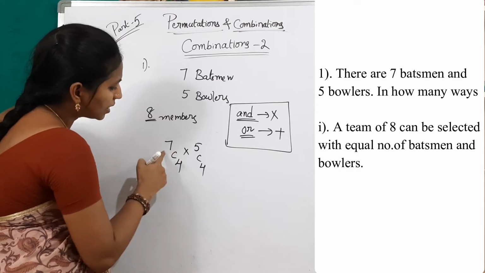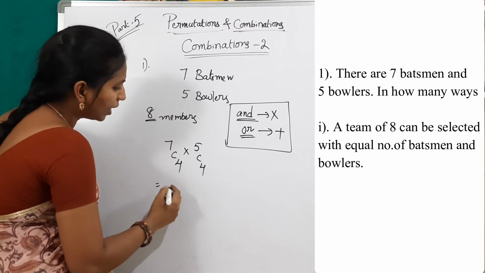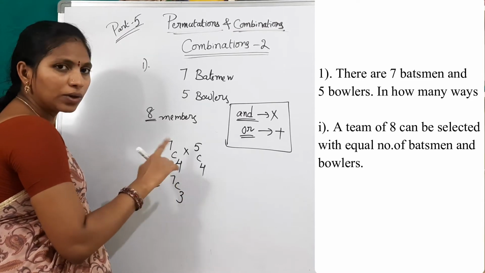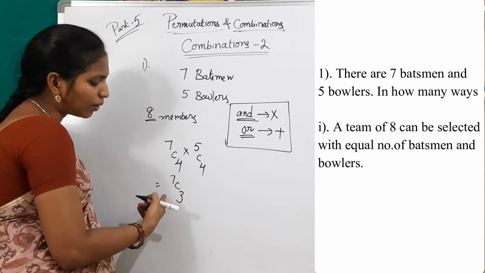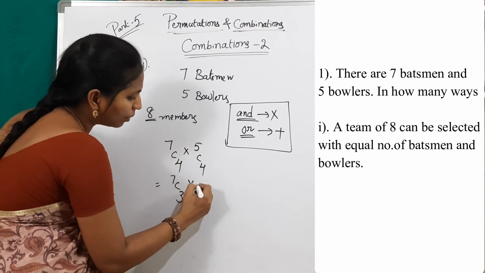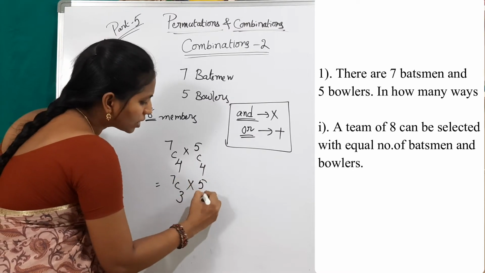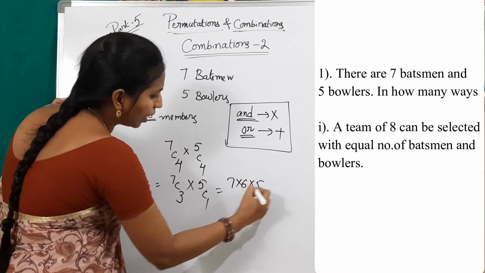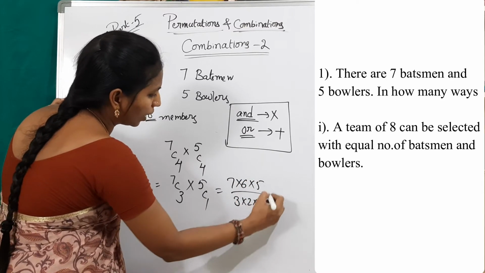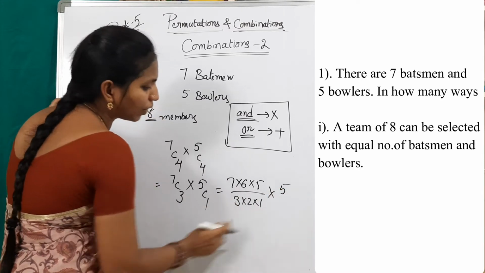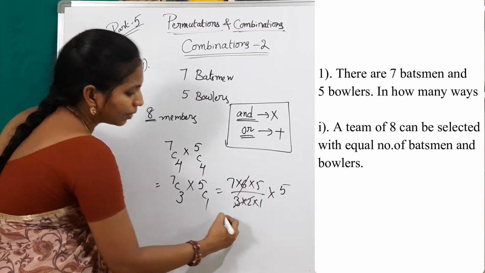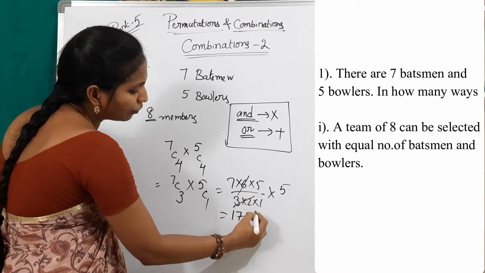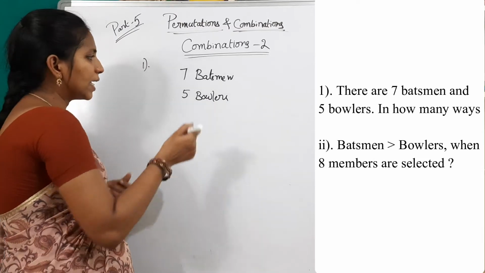What is the result? 7C4 we can write as 7C3, since nCr equals nC(n minus r). For easy calculation I want to write it like this, into 5C4, which means 5C1. That equals 7 into 6 into 5 by 3 into 2 into 1, into 5C1, which means 5. 3 into 2 means 6. Here 5 is 25. 25 into 7 means 175 is the result.